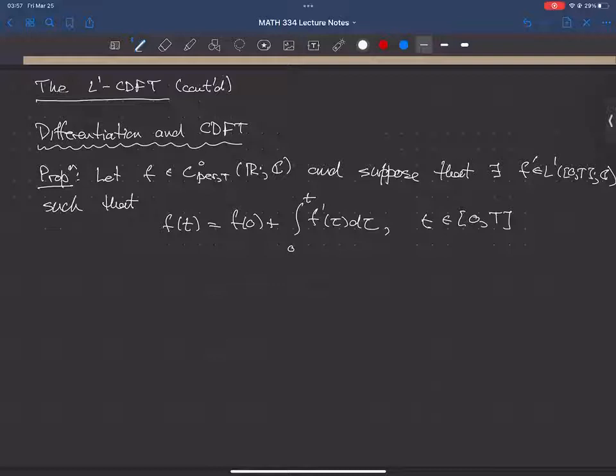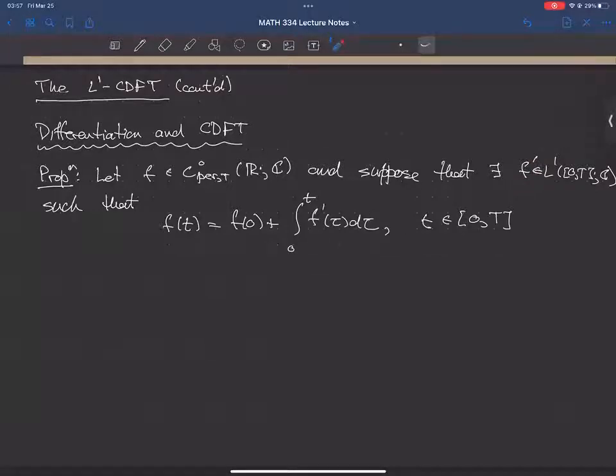Sorry, f prime is in L1 of just 0 to T, and what I mean is that we're going to extend f prime to be in L1 periodic, just by translation. Okay, so f prime is going to be defined on 0 to T, and then we're going to periodically extend it. Right, so I'm going to identify f prime with its periodic extension as well.